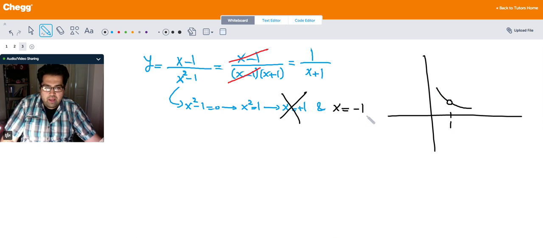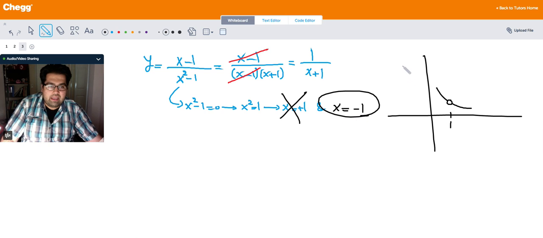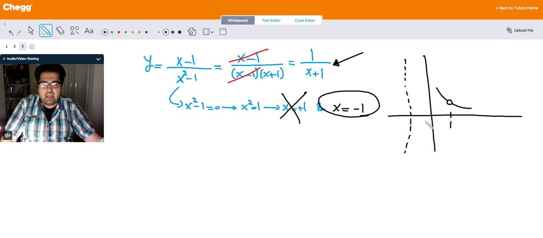And the other one, x equals negative 1, is still going to be a vertical asymptote, because in whatever is left, if I plug in negative 1, I would get 1 over 0. So it's either positive infinity or negative infinity, depending on the side.